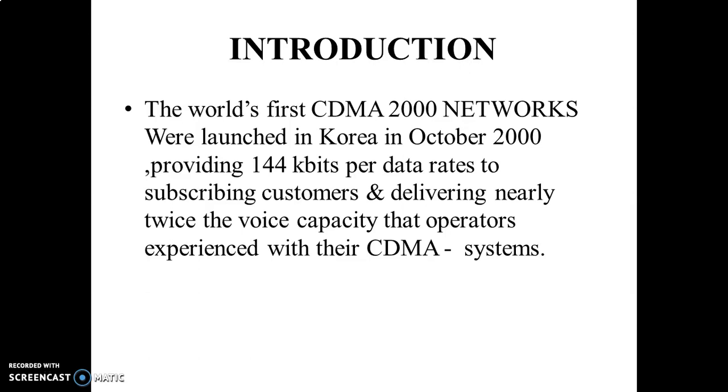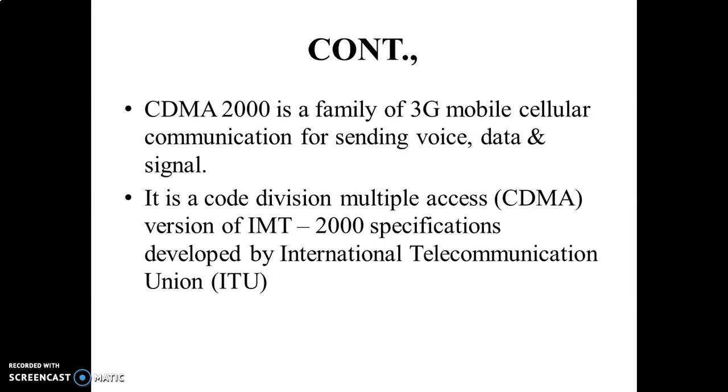So this is the world's first CDMA 2000 network. It was launched in Korea in October 2000, providing 144 kilobits per second data rates to subscribing customers and delivering nearly twice the voice capacity that operators experienced with their CDMA systems. It is a family of 3G mobile cellular communication for sending voice, data and signal, and it is the code division multiple access, that is the CDMA version of the IMT 2000 specification. It was developed by the International Telecommunication Union, abbreviated as ITU.